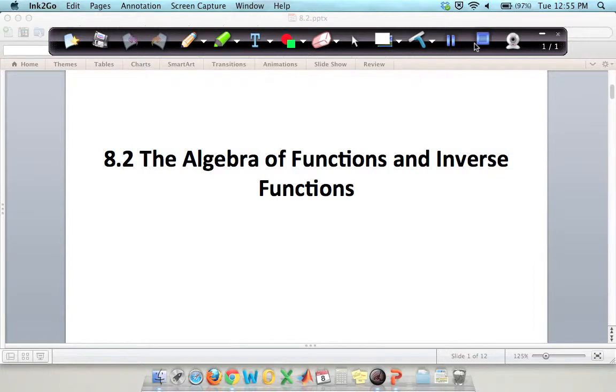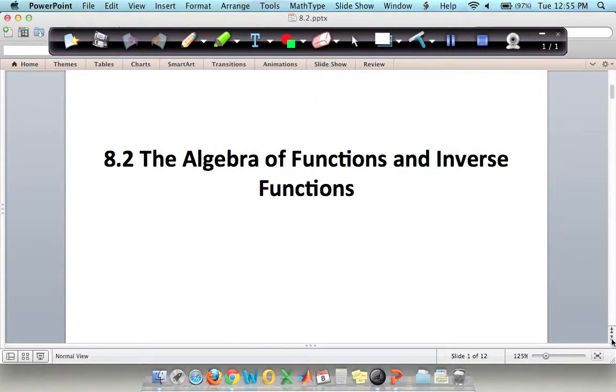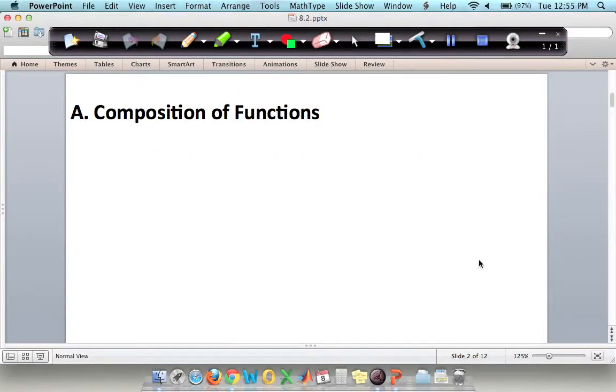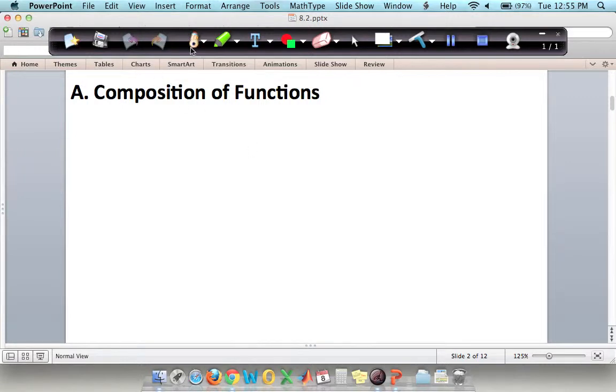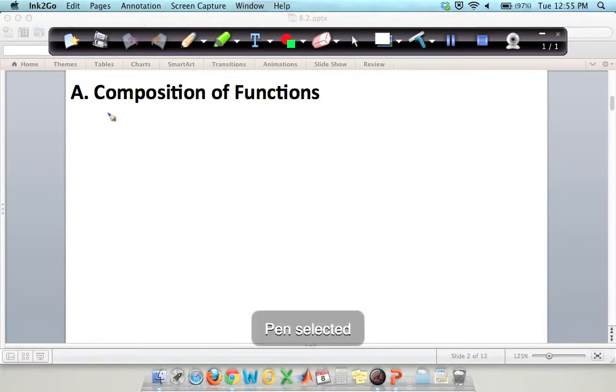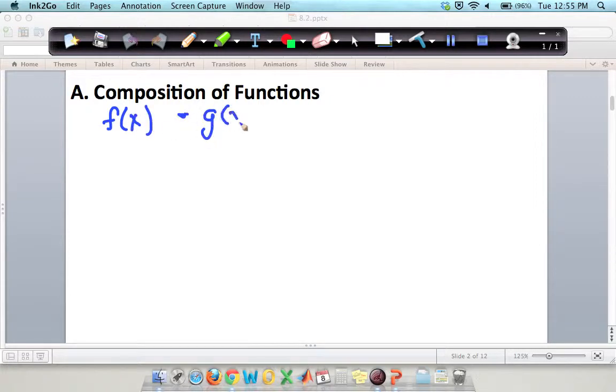We're going to look at 8.2, the algebra of functions and inverse functions. Let's start with composition of functions. Say we have two functions, f of x and g of x. The composition of functions basically means you're going to plug one function into another function, and you can see it written as f of g of x.